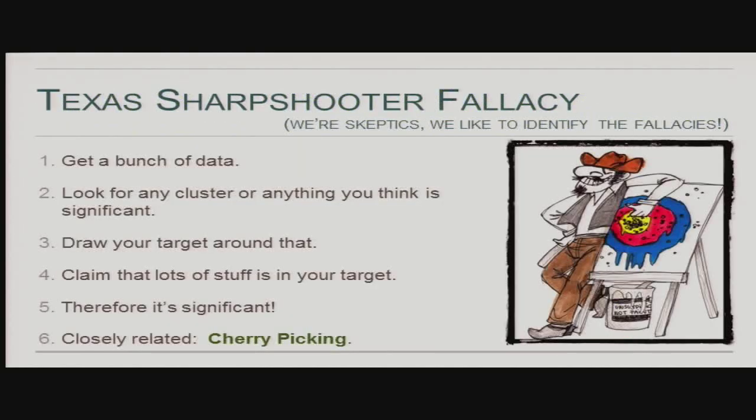And because we're skeptics and we like logical fallacies, this is the Texas sharpshooter fallacy. You get a bunch of data, in this case 735 different possible angles, ratios, or trig. You look for any cluster and say, hey, look, 29 of these match these particular significant numbers, and because they match that, I'm drawing my target around it. And hey, look, there are 29 significant numbers in my target. You can ignore the other 700 that I'm not telling you about, but there are 29 numbers in my target, and therefore it's significant. And this is very closely related to cherry picking, because I've now just plucked my numbers and said, hey, there we go, those are the ones that are important.